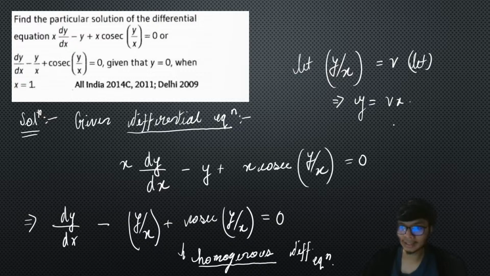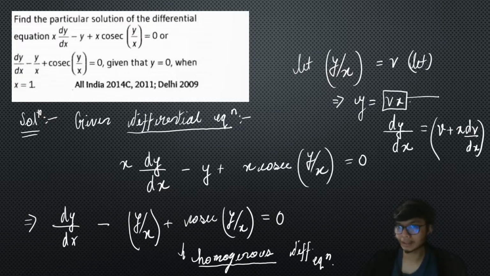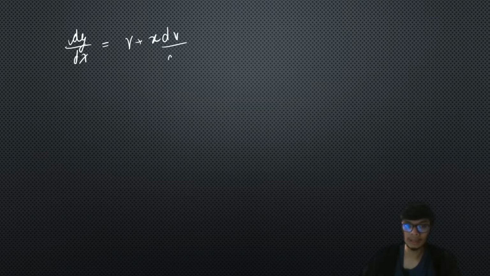Now if I differentiate both sides with respect to x, I can easily write dy upon dx is equal to v plus x times dv upon dx. For differentiating this I have just used the product rule, I hope you know, right? First considering v as constant, differentiating x, and then considering x as constant, differentiating v. So with this, in place of dy upon dx, I am putting v plus x times dv upon dx.